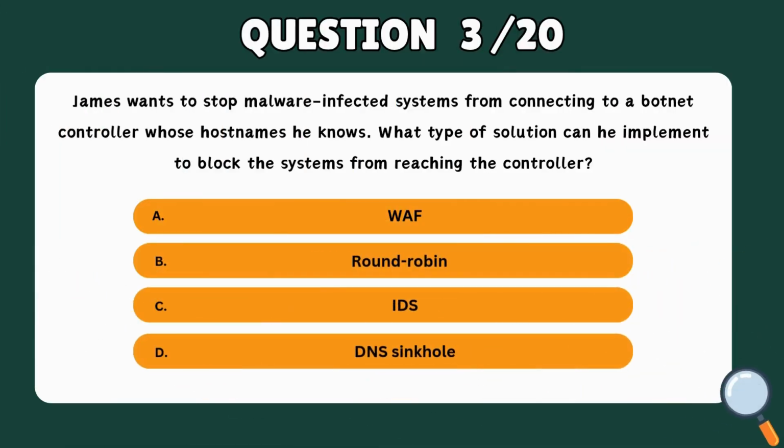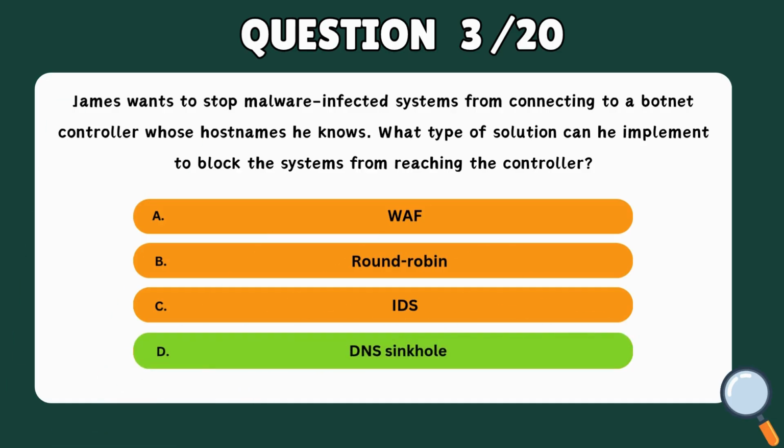Question 3. James wants to stop malware-infected systems from connecting to a botnet controller whose host names he knows. What type of solution can he implement to block the systems from reaching the controller? A. WAF. B. Round robin. C. IDS. D. DNS sinkhole.